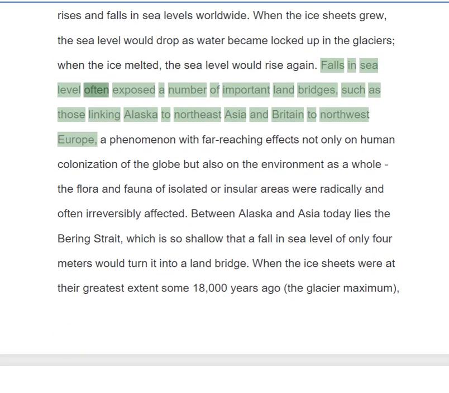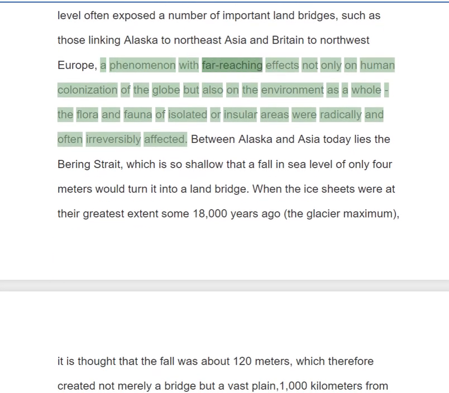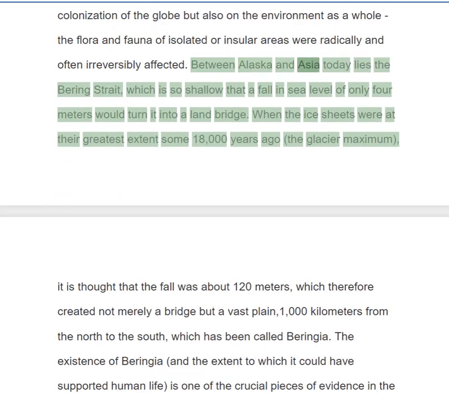Falls in sea level often exposed a number of important land bridges, such as those linking Alaska to Northeast Asia and Britain to Northwest Europe. A phenomenon with far-reaching effects not only on human colonization of the globe but also on the environment as a whole. The flora and fauna of isolated or insular areas were radically and often irreversibly affected. Between Alaska and Asia today lies the Bering Strait, which is so shallow that a fall in sea level of only 4 meters would turn it into a land bridge.